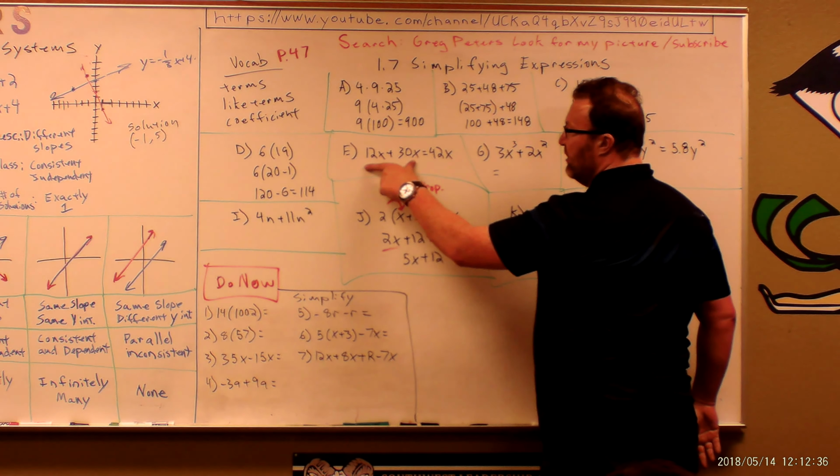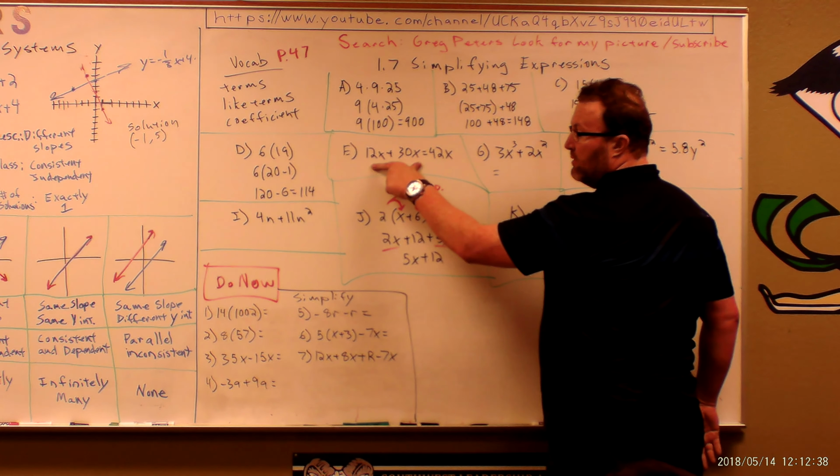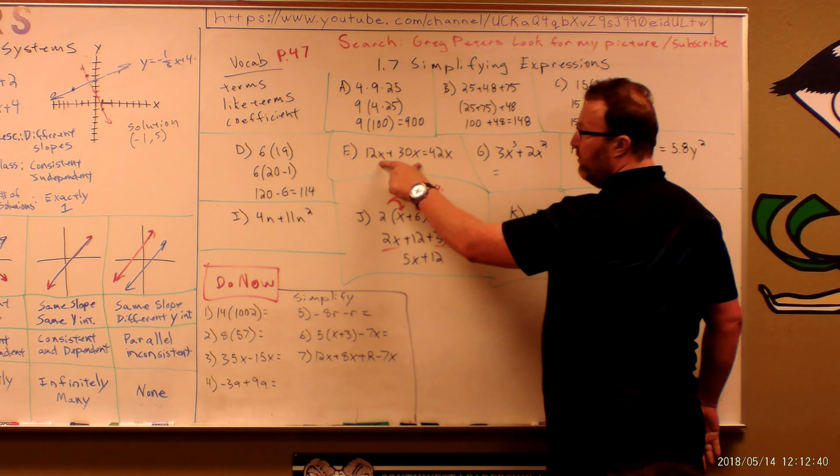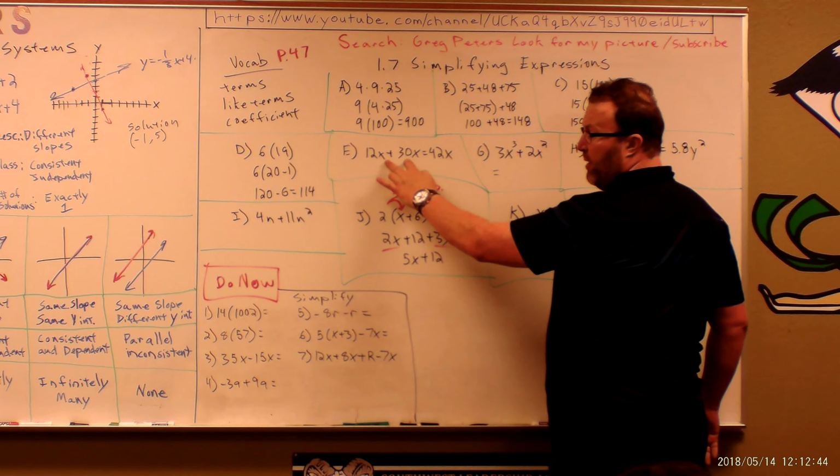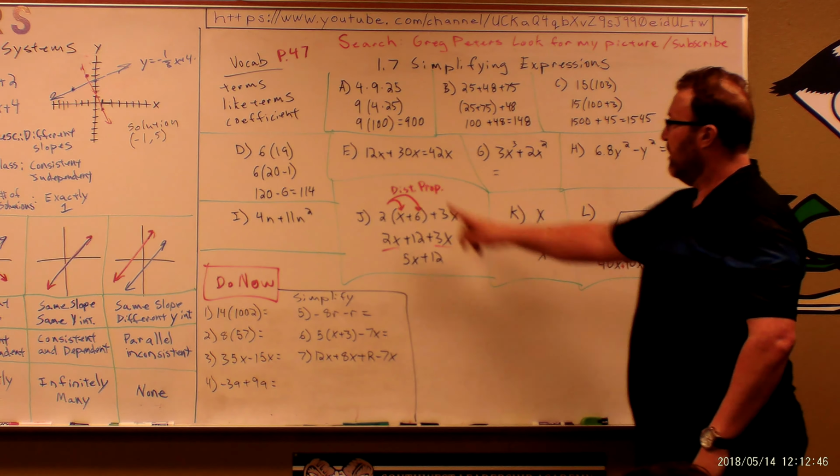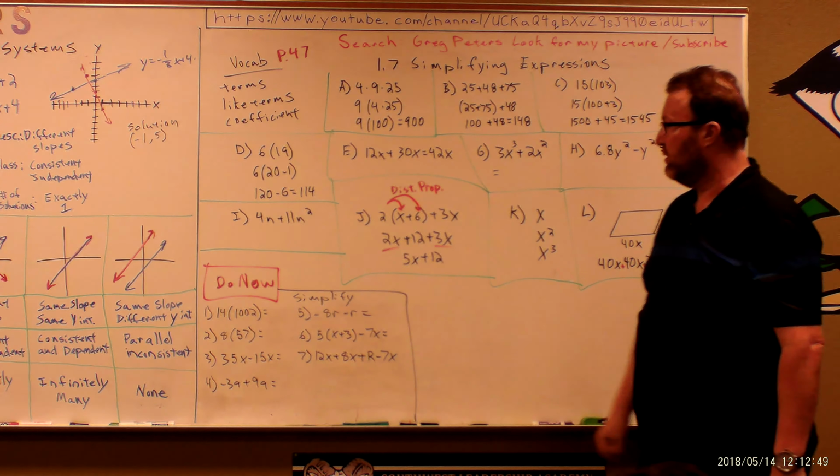Are these like each other? No. They are. Why? Well, there's x. There's no power. X, no power. Same variable. We can add these together. So 30 plus 12 is 42.